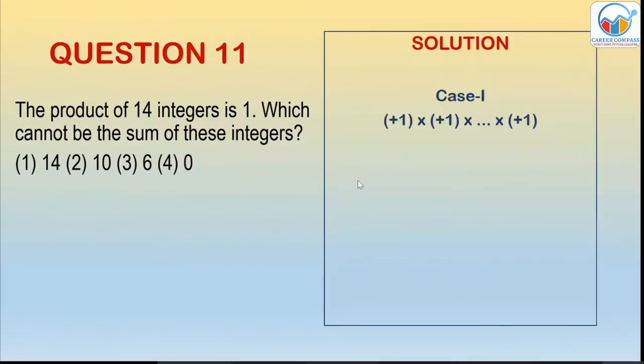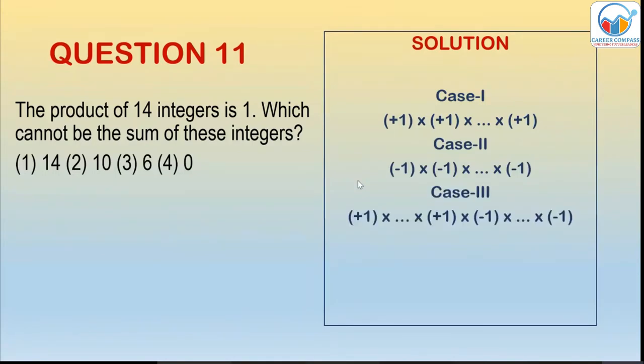You see, there are three possibilities: all the numbers equal to +1, all the numbers equal to -1, or half of the numbers as +1 and half of the numbers as -1. But then we are talking about, understanding that an even number of -1s will make it +1, right? Only then it is viable.